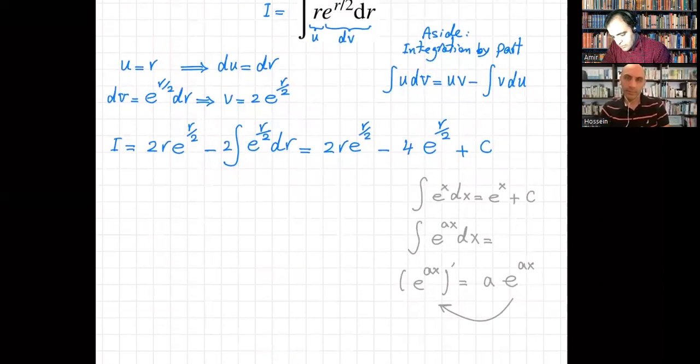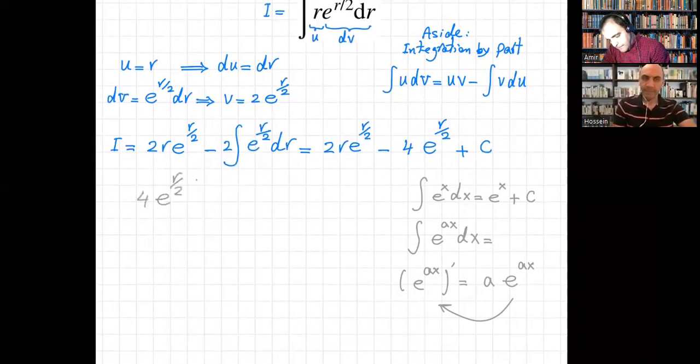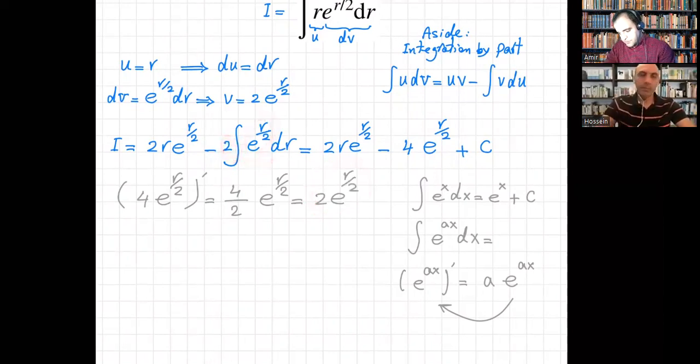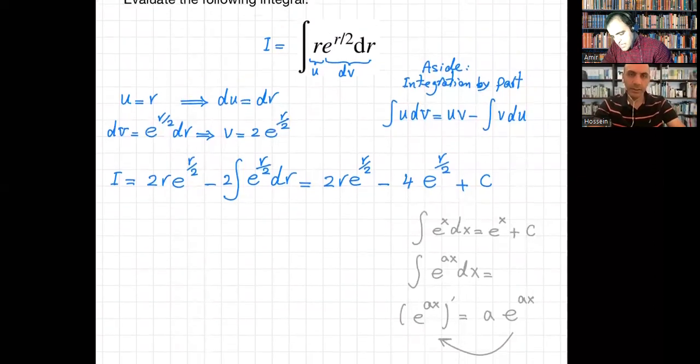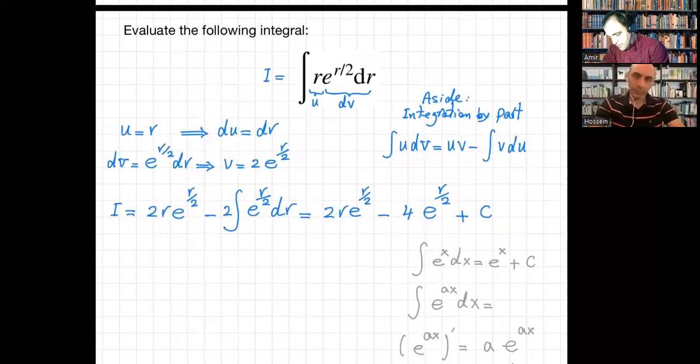So that's why we have 4 here, because as we know, if we take the derivative of 4 times e to the power of r divided by 2, it's going to be 4 divided by 2, so it's 2e to the power of r divided by 2. So this one is this term. That is correct. So this is your final answer for that integral, right? Yes, correct. That's the final answer.